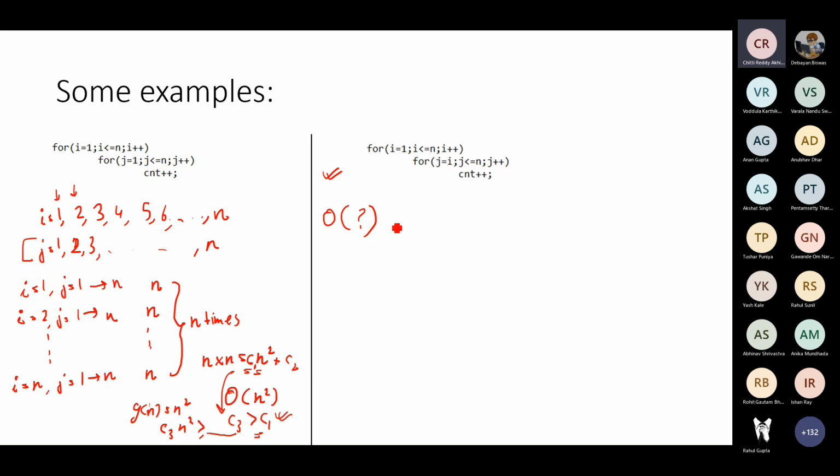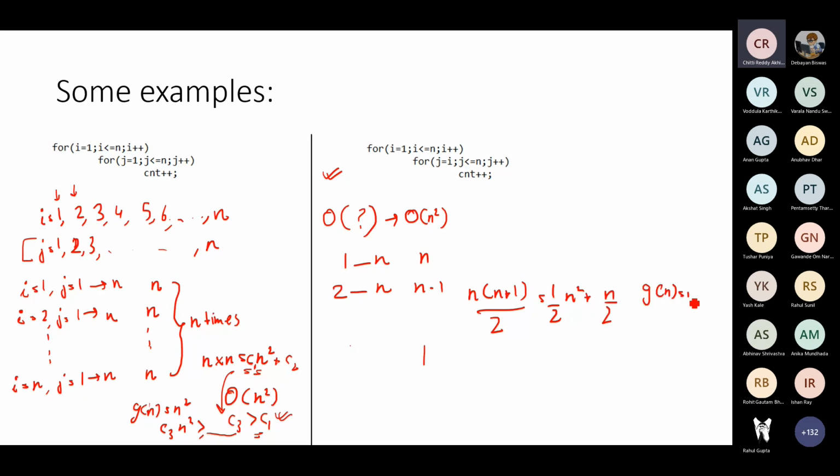Okay, most of you are right. This will be O of n square only. You might think that we are going from 1 to n and then from 2 to n, so we are doing n, n minus 1, up to 1. So this will be n into n plus 1 by 2. But then you can just write it as half of n square plus n by 2. So if you pick g of n equals n square and set some constant c equal to, say, 2, then 2 n square will be greater than or equal to this for some n naught.